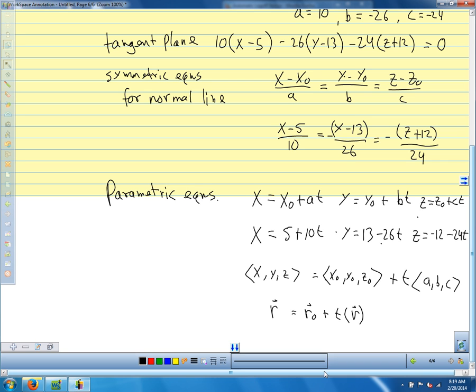All right, questions on tangent planes and normal lines? We'll do a little bit more with tangent planes and normal lines tomorrow. We'll talk about finding the line parallel to or tangent to the curve of intersection of two different surfaces. That's one type of problem we'll talk about. That one's a fun one.